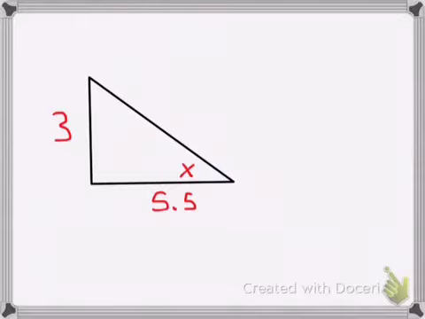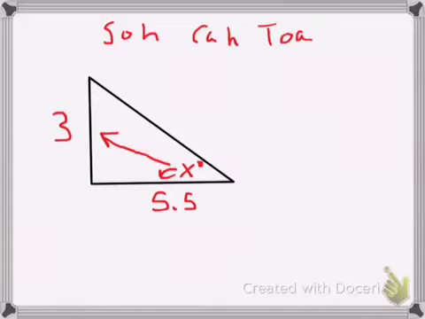Always identify what you are given and what you're looking for, and what's the relationship between those two things. So we're given two legs. This leg, the 3, is opposite the angle, and the 5.5 is adjacent to the angle. All right, so for our x degrees angle, we have the opposite and the adjacent. Now again, using our Soh Cah Toa, we can see that the trig ratio that uses the opposite and the adjacent is the tangent function.